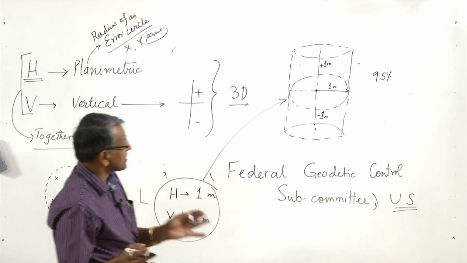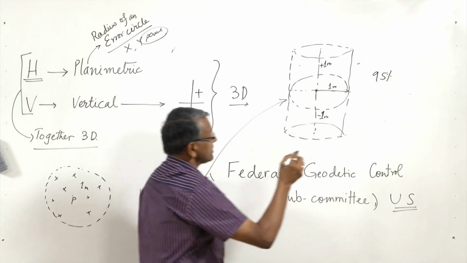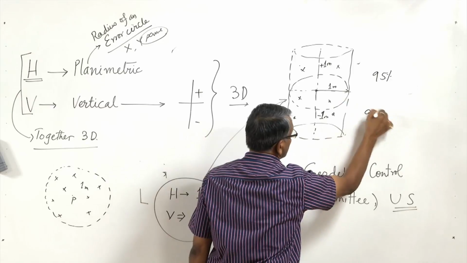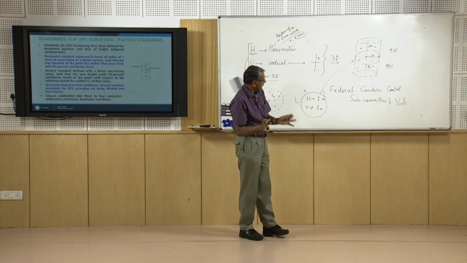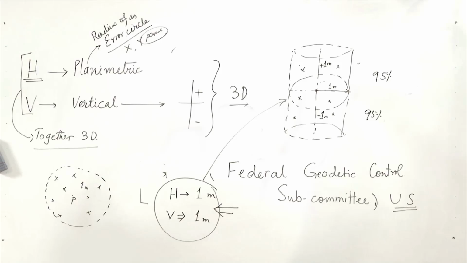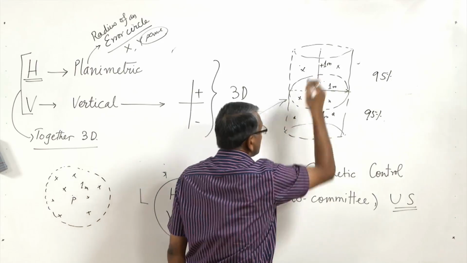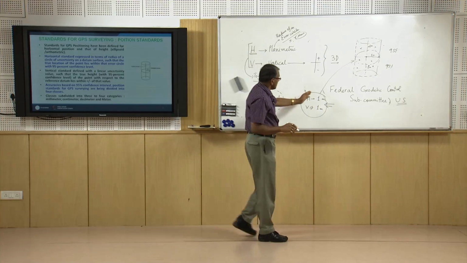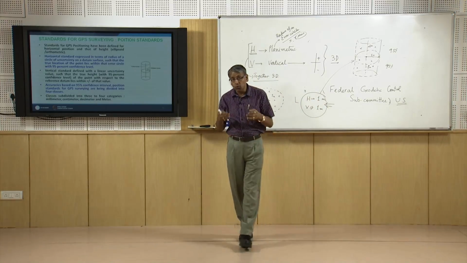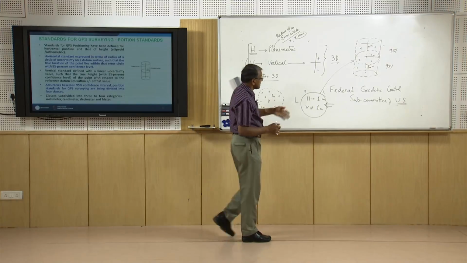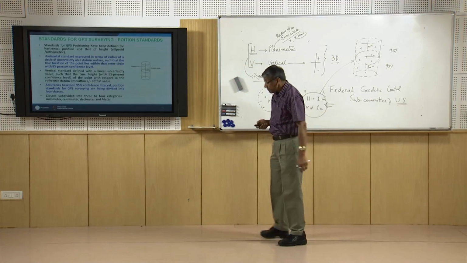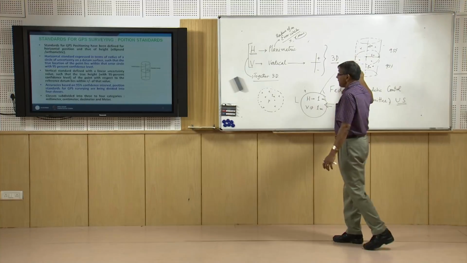Now, if we have a set of measurements and at least 95% of them are within this cylinder, then that set of observations meets these criteria. If less than 95% is within this, then we will say that the set of observations does not follow our standard. So we will need to take a better set of observations so that the condition is met to satisfy our standard. So that is about the positioning standard.